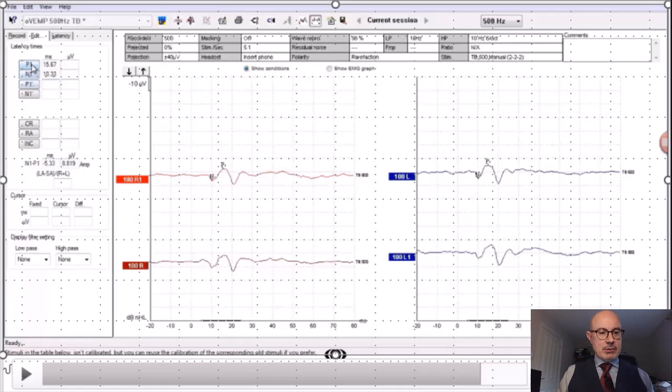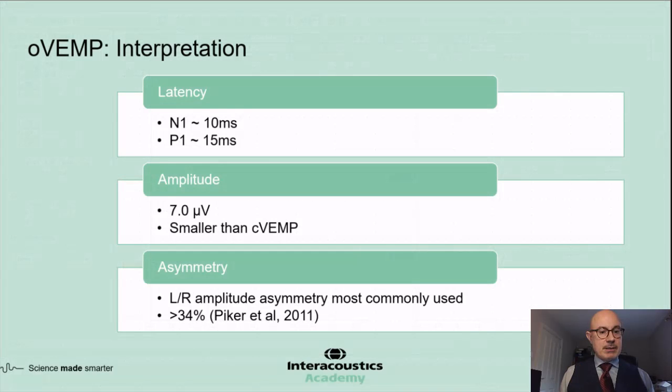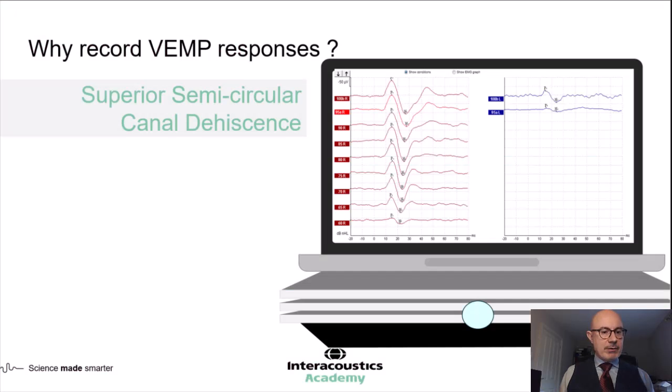It may change if you look at the moment we use a 10 microvolt scale. If we put it on a 2 microvolt scale, you see that much more clearly. In terms of interpretation, very much the same. We look at latency, amplitude, which is smaller because we're measuring it from a smaller response, and again symmetry between the two sides. So why record VEMP responses?